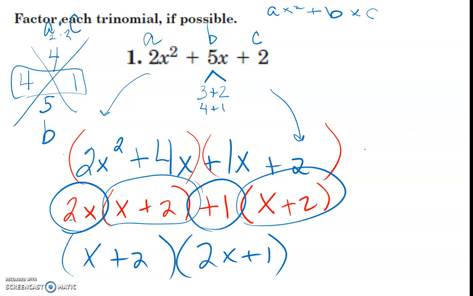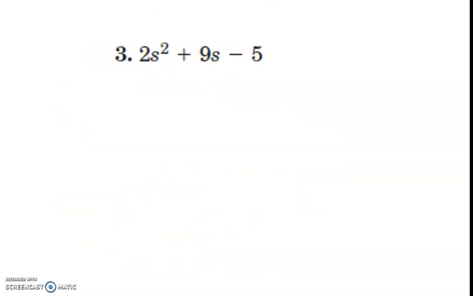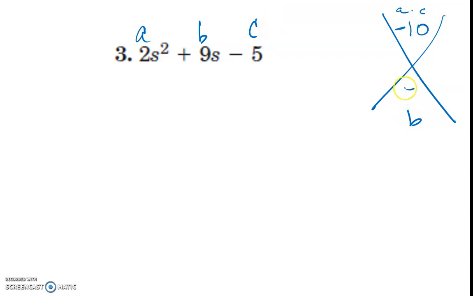Let's try another one. So again, looking at the idea here, here is my A, my B, and my C, and the top of my little x is the product of A and C. It's always the product of A and C, and then the bottom is going to be my B value, my middle term. So A times C gives me -10, B is 9. Now, this one's a little tricky. What two numbers multiplied together give me -10, but add together to give me 9?